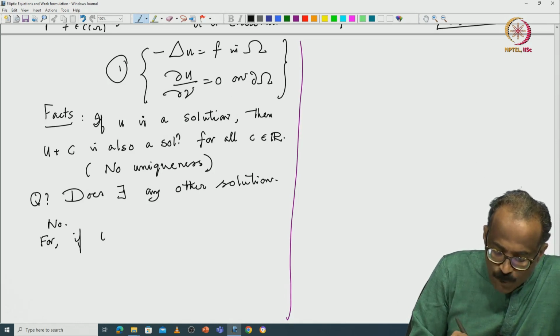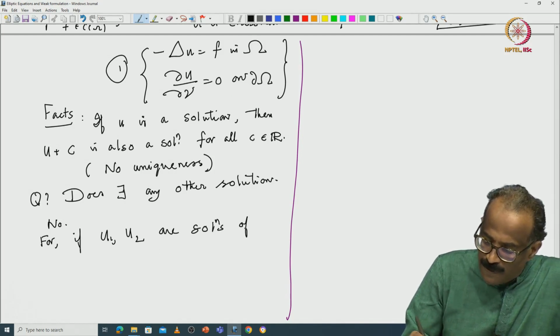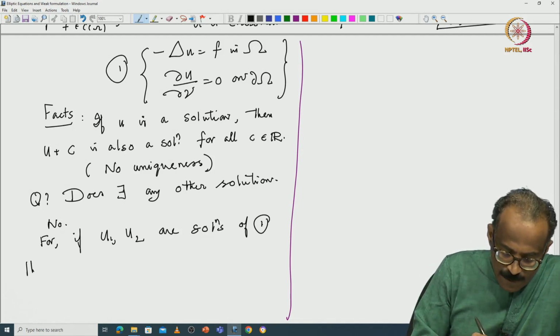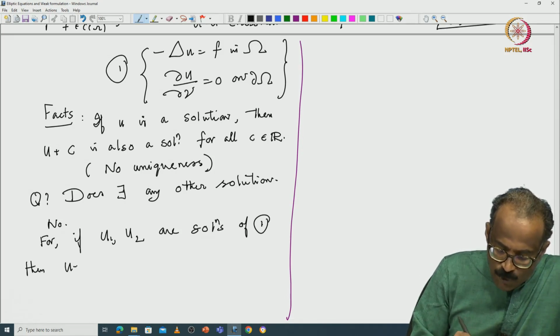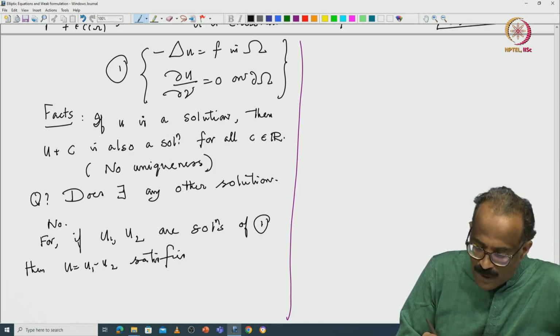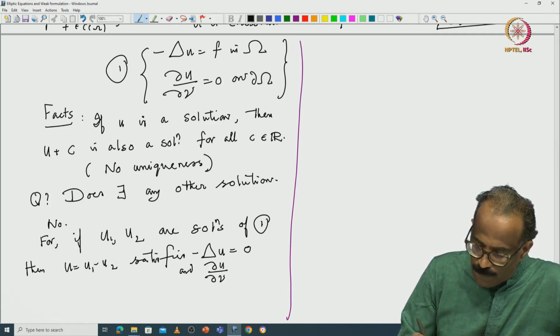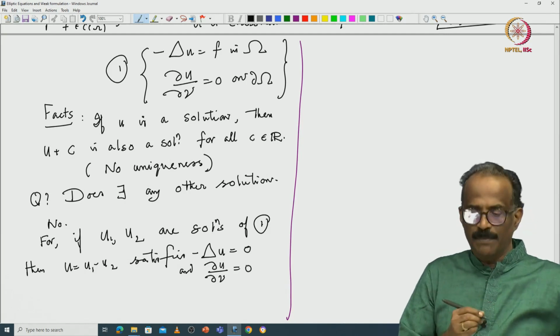if u1 and u2 are solutions of 1, then u equal to u1 minus u2 satisfies minus Laplacian of u equal to 0, and du by d nu equal to 0. Okay. That you get immediately.